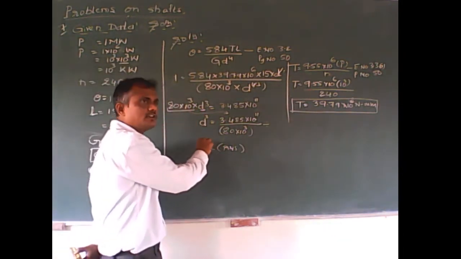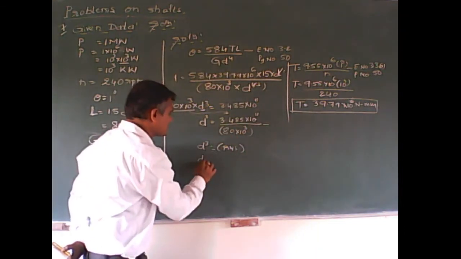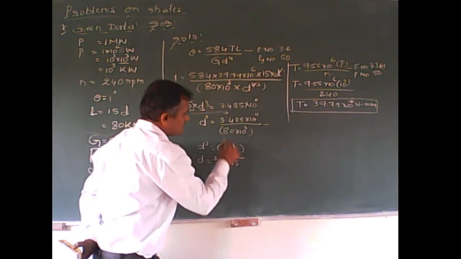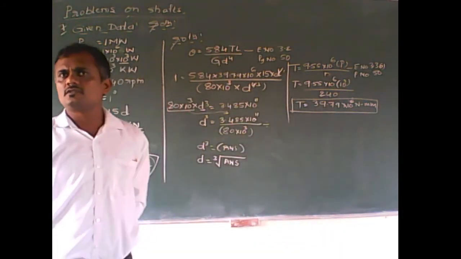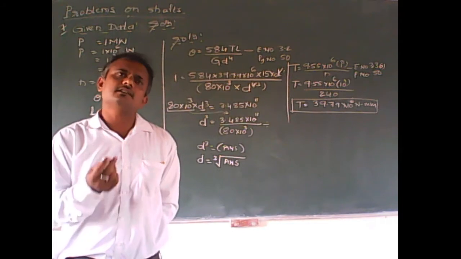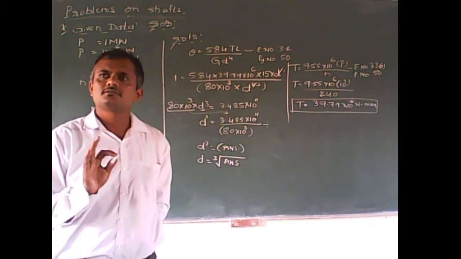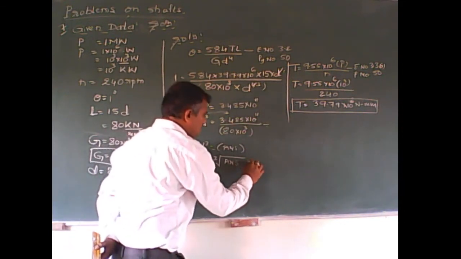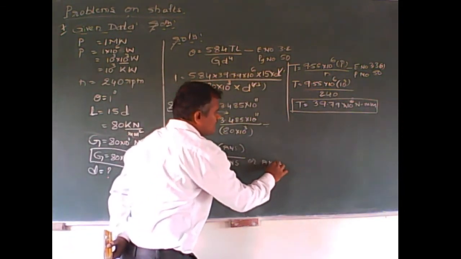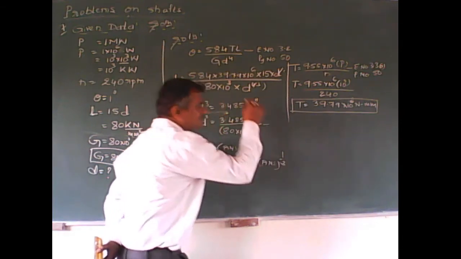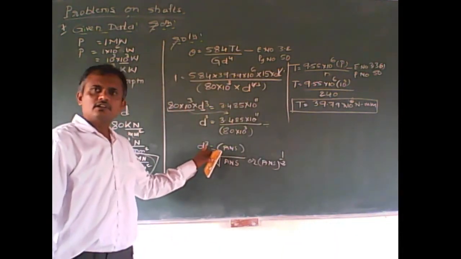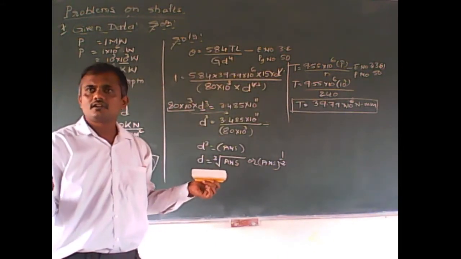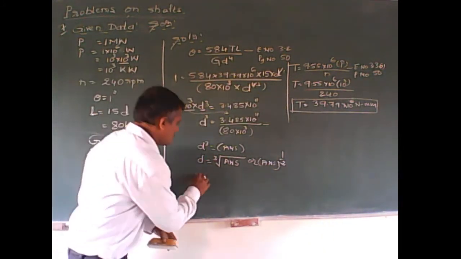So when this D cube comes to the right hand side, what does it become? Cube root of the answer. Any value, let any number be the answer, I am not bothered. Or otherwise we can write it as answer raised to 1 by 3. When the cube comes to the right hand side, it becomes raised to 1 by 3. So what answer are you getting?